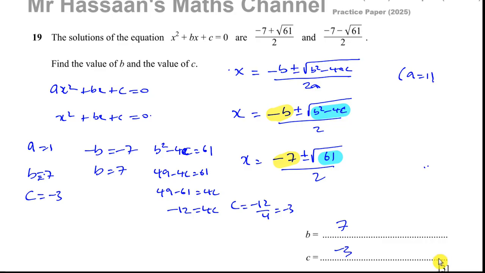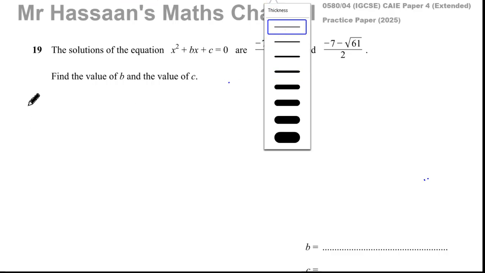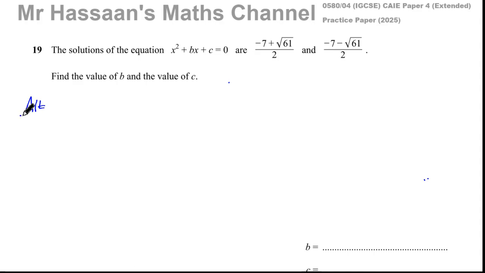So I'll just copy the page again and do the same question. Okay, so now I'm going to show an alternative method of answering this question apart from using the quadratic formula, and that is by a completing the square kind of method. So what we know is this is our answer.